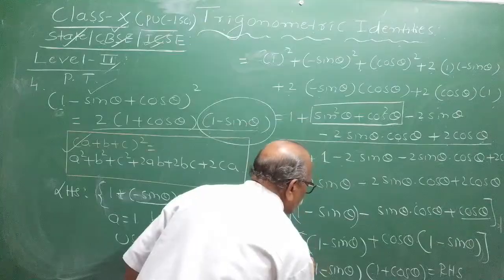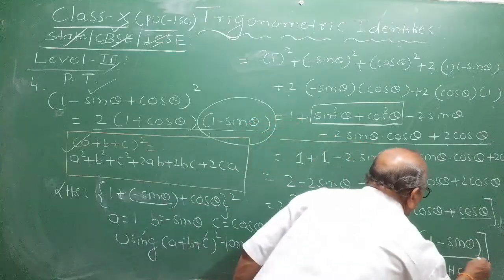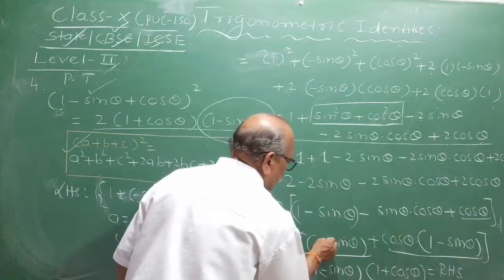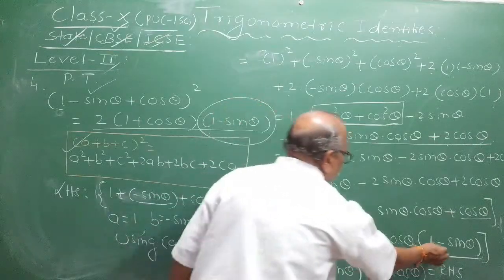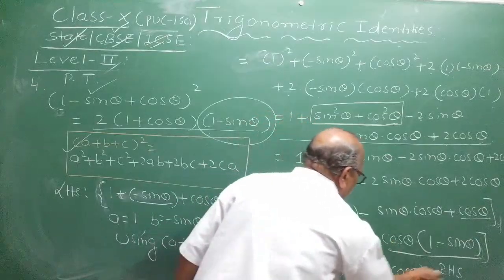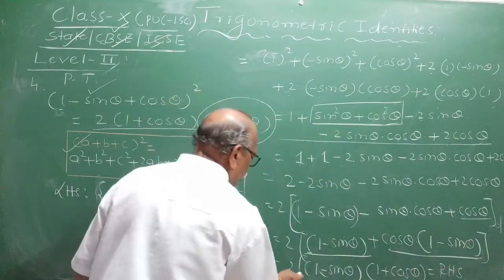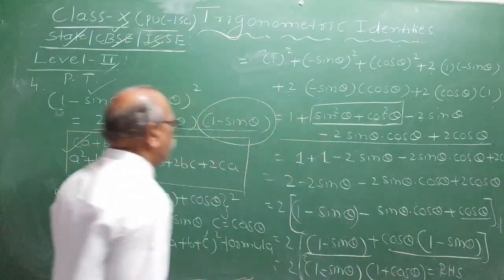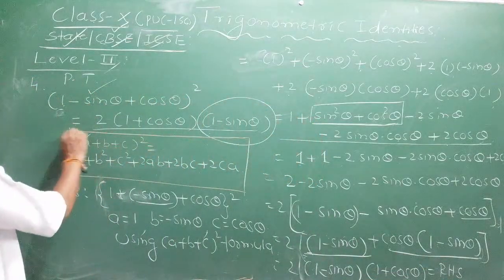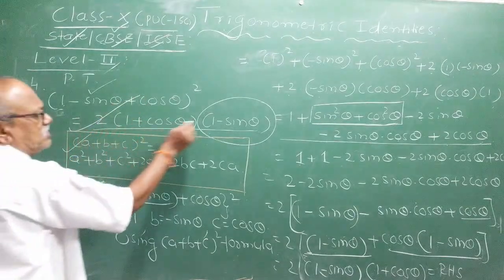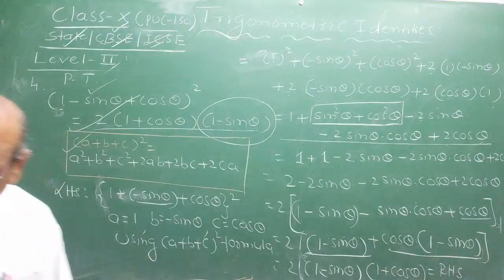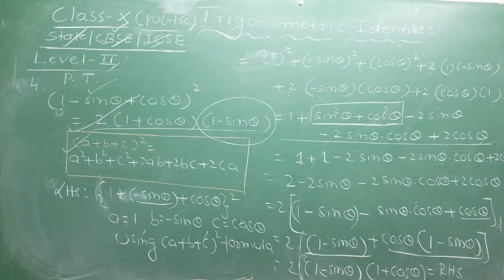Observe these two terms, 1 minus sine theta and these two. What is common in these two terms? 1 minus sine theta is common. Here 1 minus sine theta goes, you will get 1. When you take 1 minus sine theta outside, you will get plus cos theta. Hence 2 into bracket 1 minus sine theta, 1 plus cos theta is equal to RHS. Hence the proof of it. 2 into 1 plus cos theta into 1 minus sine theta. Use of trigonometric algebraic identities. I hope the board is clear to you.